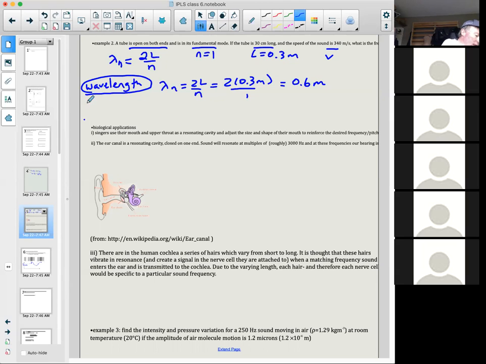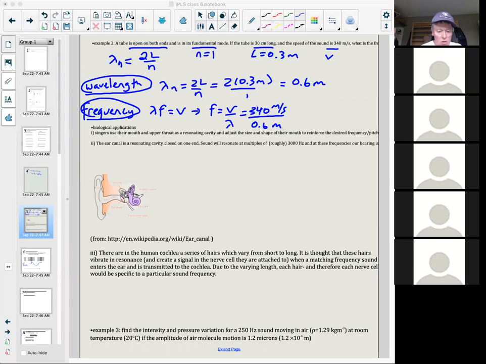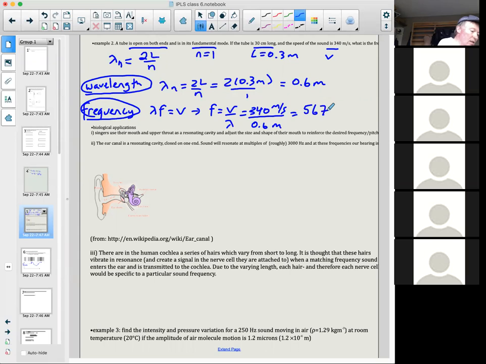We are asked for frequency. Frequency is F. We'll find that using the wave equation. Lambda F is V. So that means the frequency is V over lambda. The speed of sound is given, and we just calculated lambda. So we get 567 hertz, 566.6. And a hertz is just a cycle per second or a reciprocal second, which is what you get out of these units.